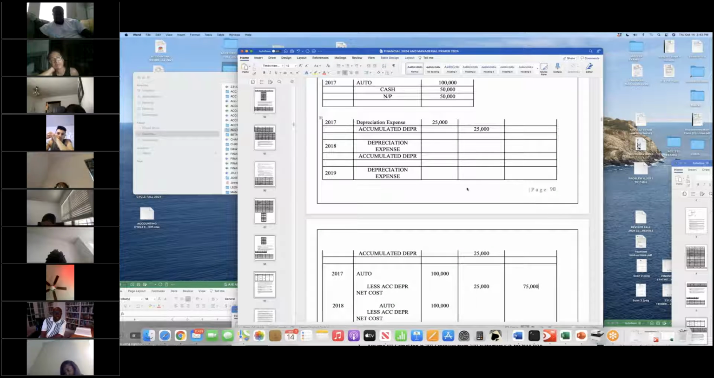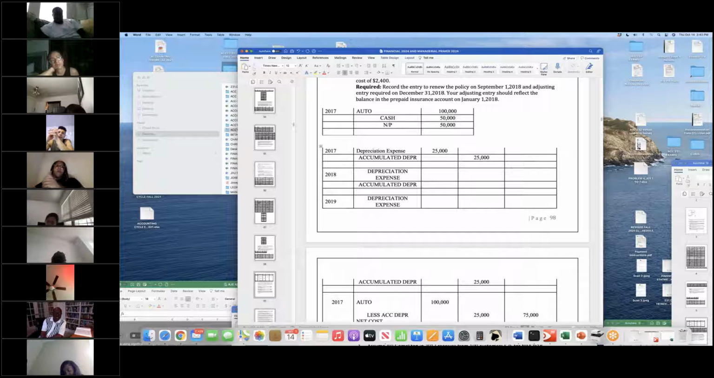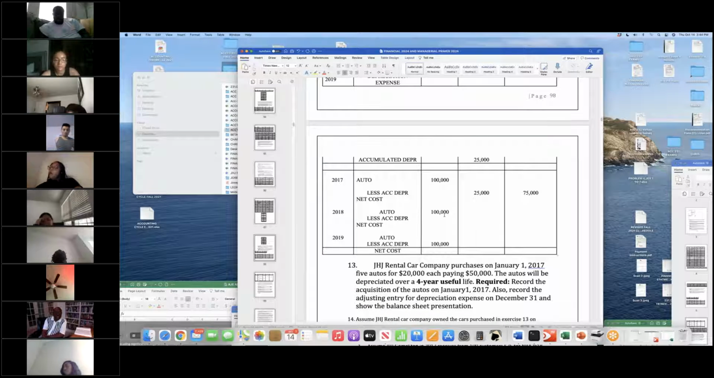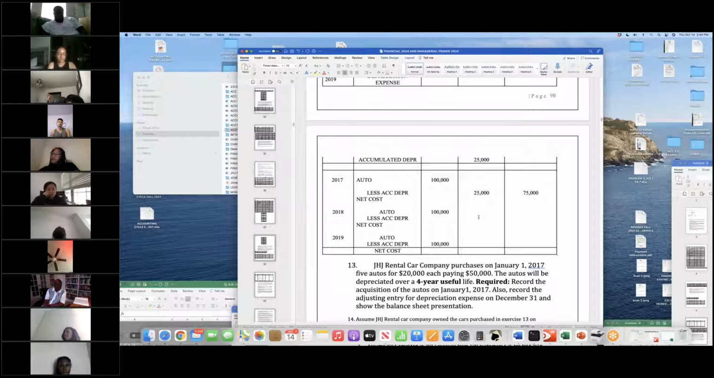Okay. Now, the good thing about these adjusting entries is next year, same thing, 25,000 is the depreciation, 25,000 goes to the accumulated account. So now, when we look at it, we have the auto in here at 100, but now the accumulated account has 50,000 of it. It has 25,000 each year. So now the car is valued at $50,000.